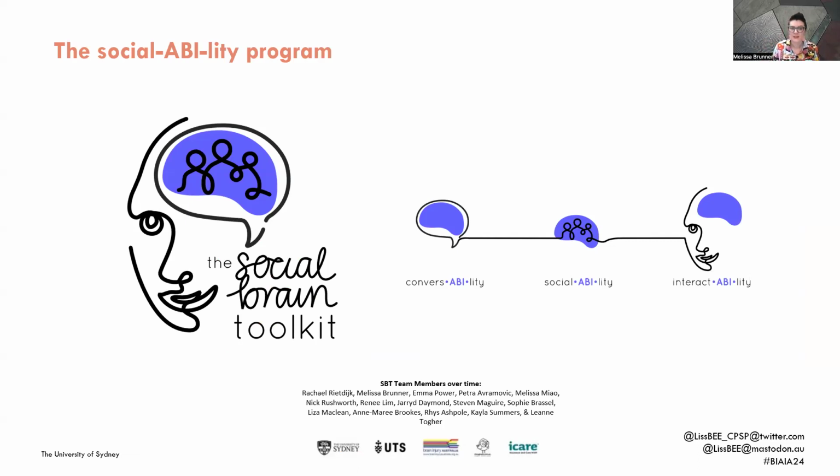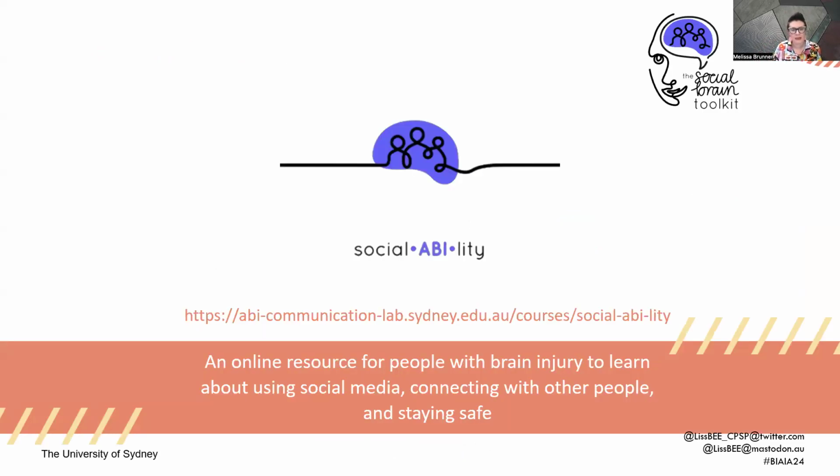And we started creating Social Ability. And this is part of the Social Brain Toolkit, which is a suite of resources that we're developing in the Acquired Brain Injury Communication Lab here. And I'm presenting this on behalf of quite a big team of us that have been working on this. But Social Ability at the moment is a free online self-guided program. And so it's designed for someone who's had a brain injury to work through themselves. And the idea is to support them in learning about using social media or relearning and connecting with other people and staying safe while doing it.